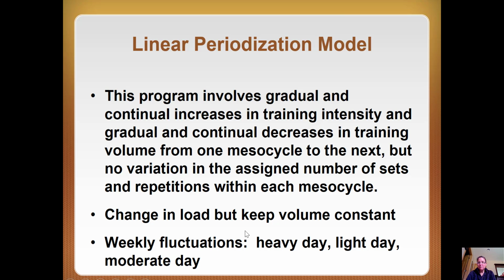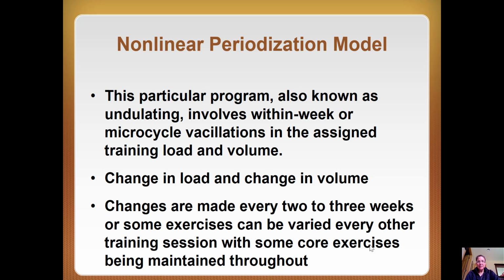So we sometimes see weekly fluctuations like a heavy day, a light day, a moderate day. And if you look at table 23.2 and table 23.3 in your book, you'll see some examples of some linear models. Nonlinear, on the other hand, is also known as undulating. That involves within week or microcycle changes. Okay, there's a change in load and there's a change in volume. These changes are made every 2 to 3 weeks, or some exercises can be varied. So if you look in your textbook, you'll see some examples of a nonlinear program on table 23.4.